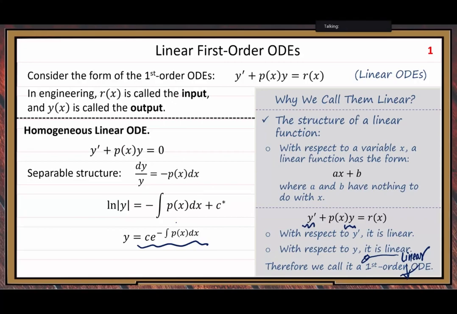But when we put that constant c, it covers a positive case and a negative case. Little c could be a positive number, and little c could be a negative number. So it covers both cases.